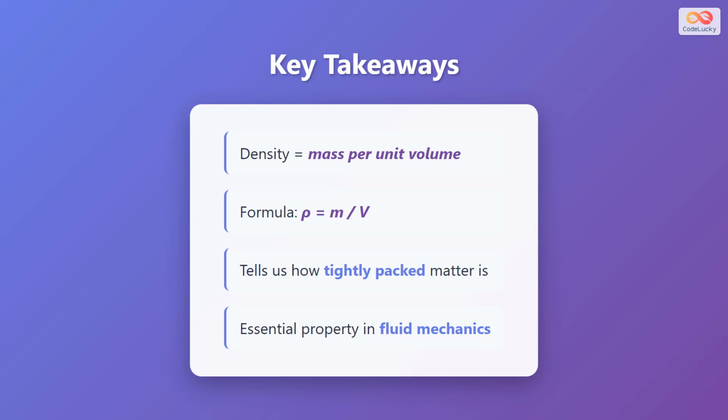Let's review the key points. Density is defined as mass per unit volume. The formula is ρ equals mass divided by volume. Density tells us how tightly packed matter is within a given space. This property is essential in fluid mechanics for understanding buoyancy, fluid flow, and material behavior. Mastering the concept of density provides the foundation for understanding more complex topics in fluids and physics.